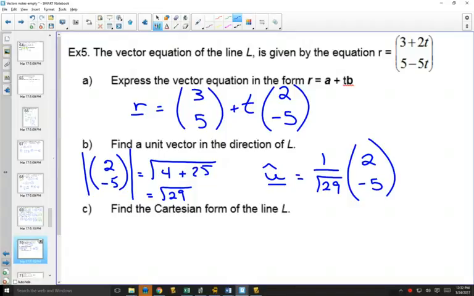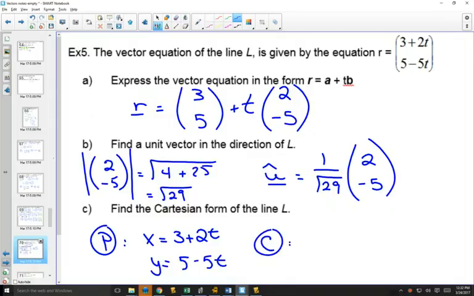Find the Cartesian form. In order to find the Cartesian form, we need our parametric form first, our x-coordinate, our y-coordinate, and then we could solve for t in both of them. And we have our Cartesian form.